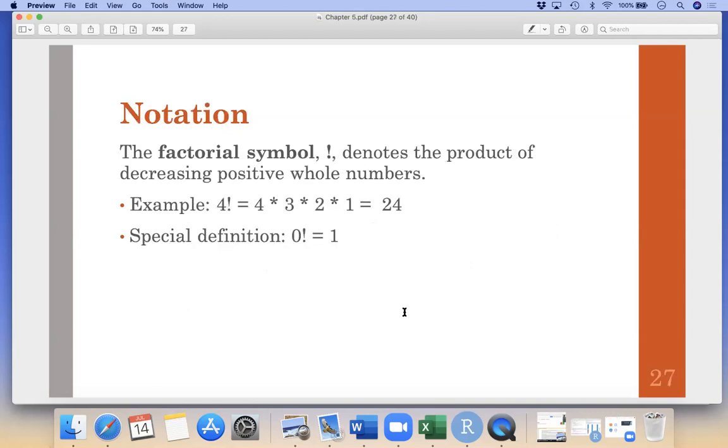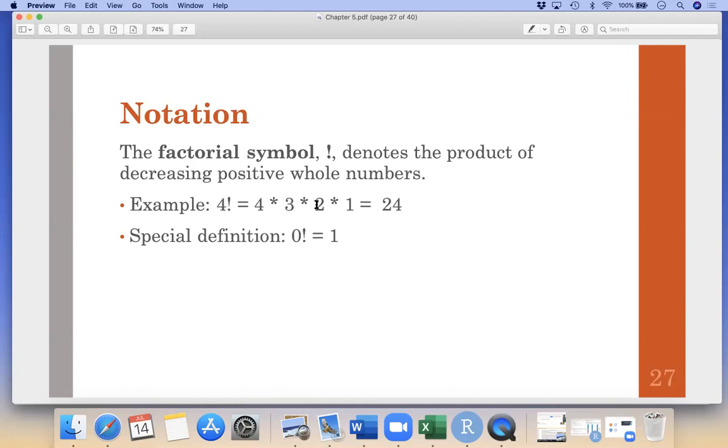Then we have to know about this special notation. What is this? Factorial symbol. It is this, the exclamation mark. It is the factorial symbol. What is the meaning of this symbol? It denotes the product of decreasing positive whole numbers. For example, if you want to find factorial 4, the meaning of factorial 4 is the product of decreasing positive whole numbers.